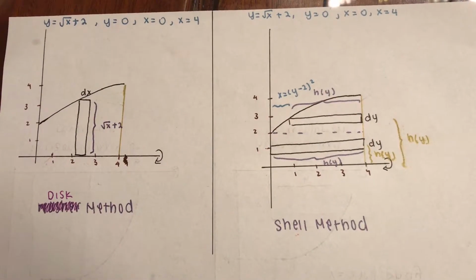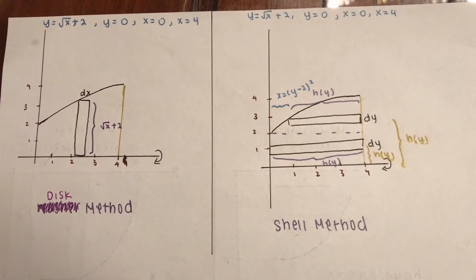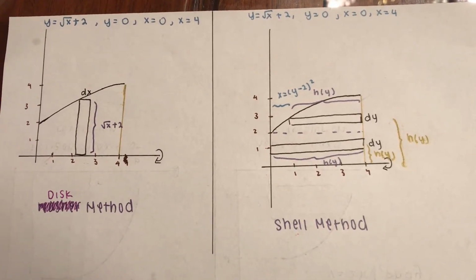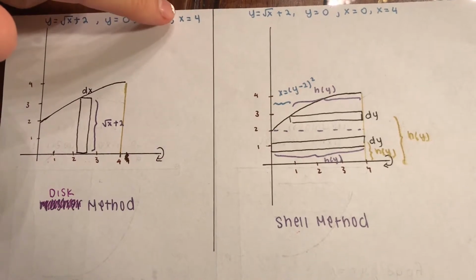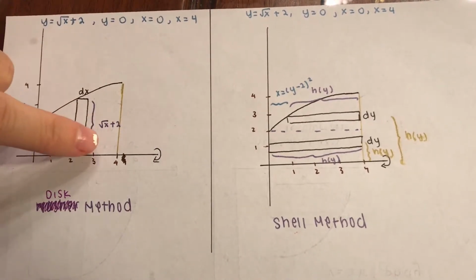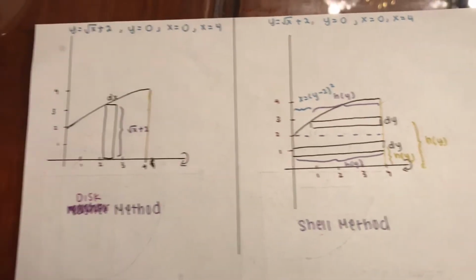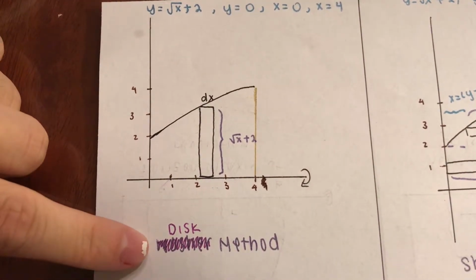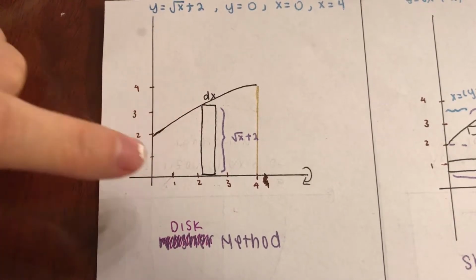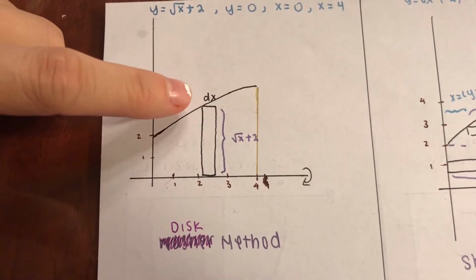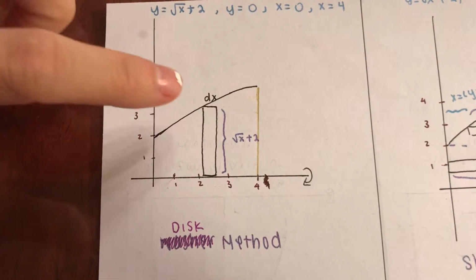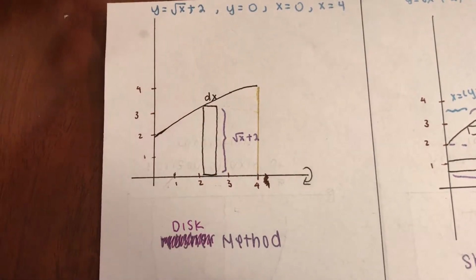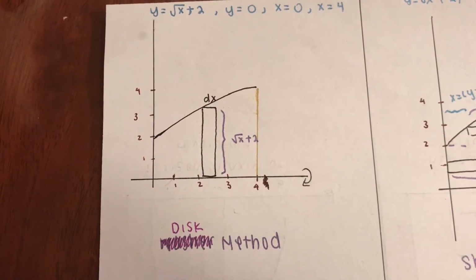So here we have an example with the function y equals square root of x plus 2. The graph is also bounded by the y and x axis and the line x equals 4, as seen here in gold. So in this case, the function is being revolved around the x-axis, and for the disc method, the rectangle would be drawn perpendicular to the x-axis, which means it's going to be in terms of dx. And the height would just be square root of x plus 2 because that's already in terms of x. And so we don't have to change the equation or anything.